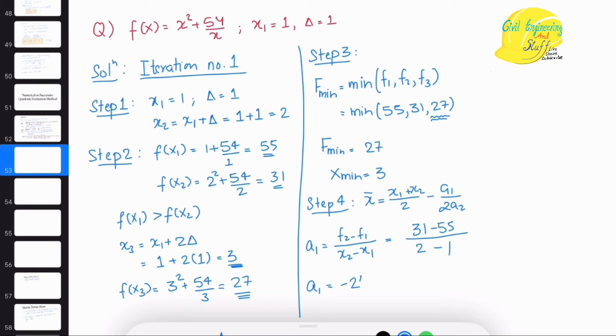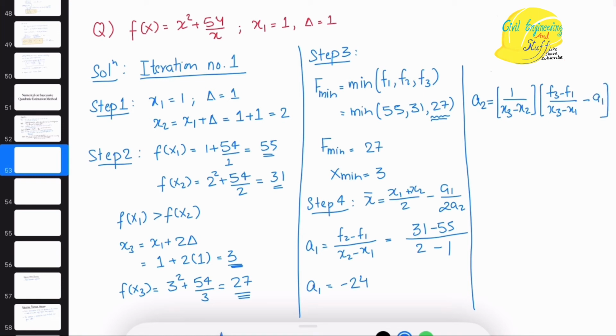minus 24. Again, I am hoping that you are also solving as you do the question. Otherwise watching it plainly won't serve the purpose. Solve it as we are moving along. Next we have to find the value of a2, and the formula for a2 is 1 upon (x3 minus x2) times the bracket (f3 minus f1) divided by (x3 minus x1) minus a1. So let's put the values in.